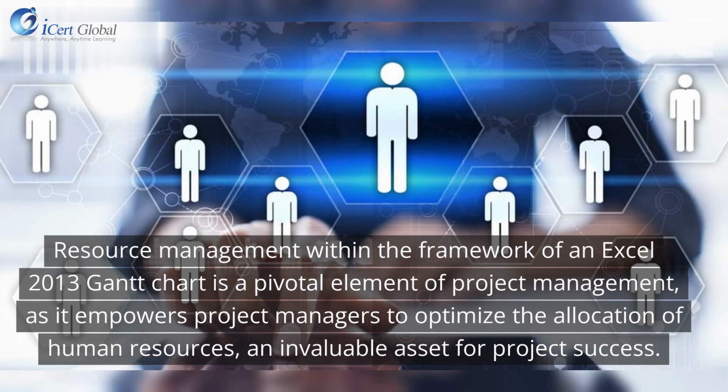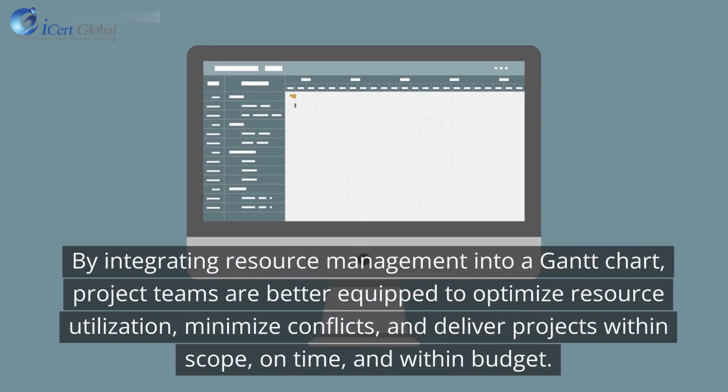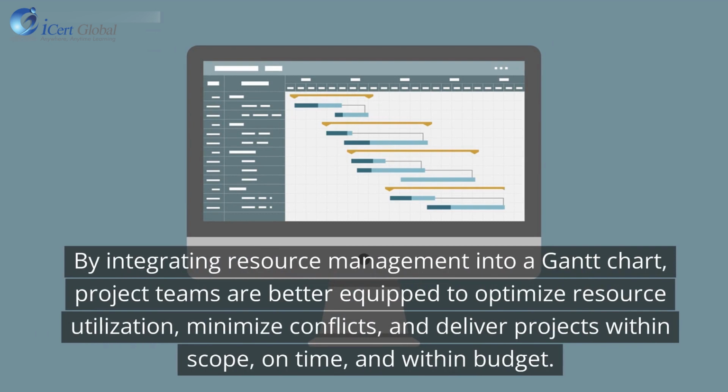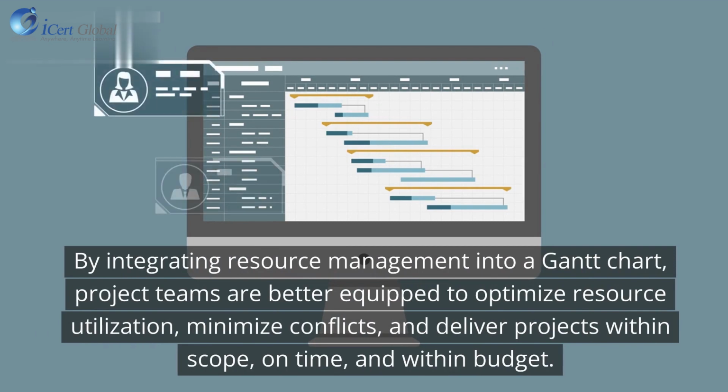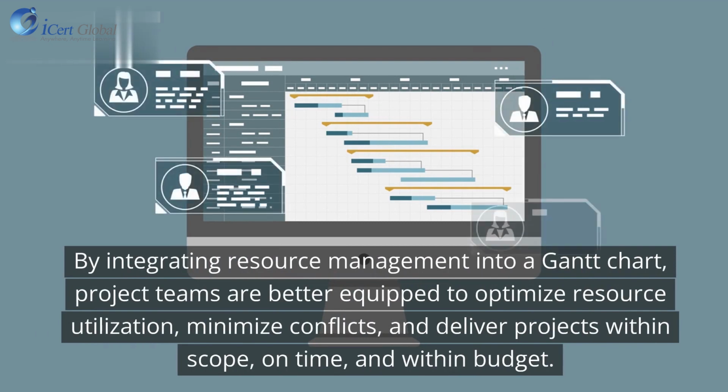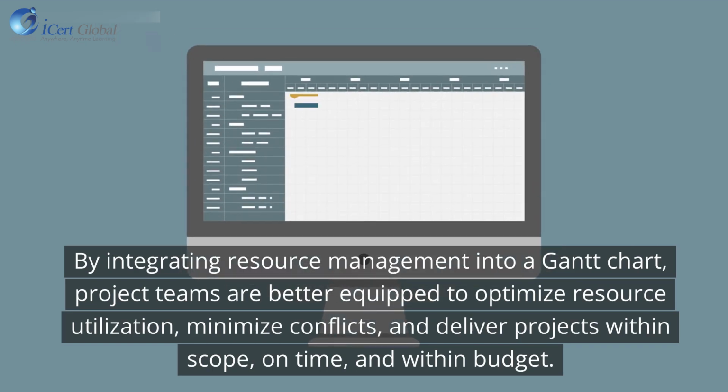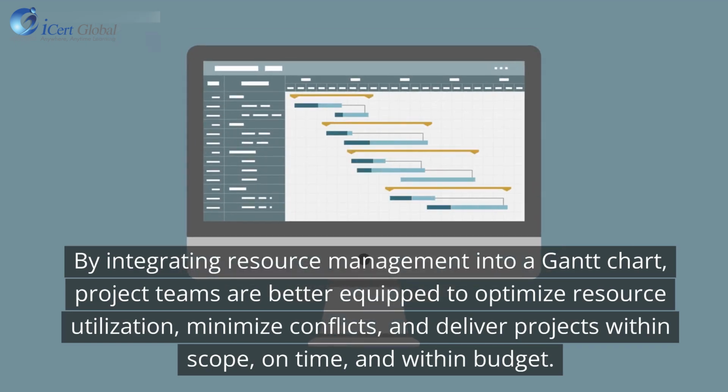Resource management. Resource management within the framework of an Excel 2013 Gantt chart is a pivotal element of project management, as it empowers project managers to optimize the allocation of human resources, an invaluable asset for project success. By integrating resource management into a Gantt chart, project teams are better equipped to optimize resource utilization, minimize conflicts, and deliver projects within scope, on time, and within budget.